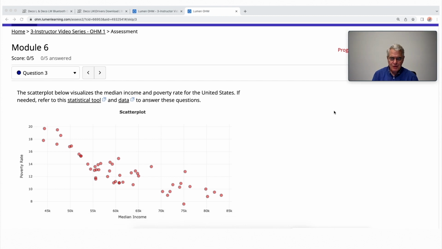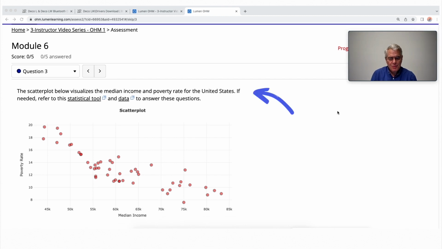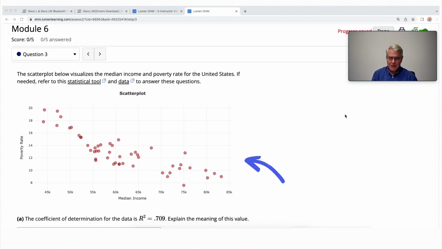The scatter plot below visualizes the median income and poverty rate for the United States. If needed, refer to the statistical tool and data to answer these questions. Now, if you recall back in question 2, the scatter plot that we created had median income in the Y position and poverty rate in the X position. But it doesn't really matter because, as we know, the correlation coefficient will be the same.